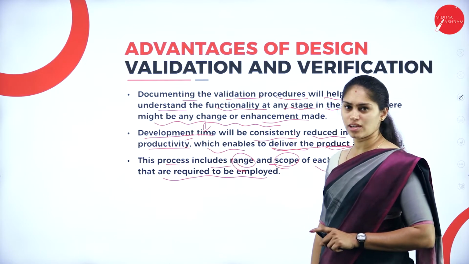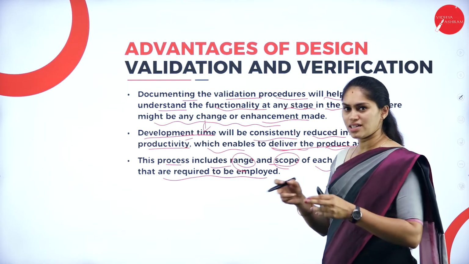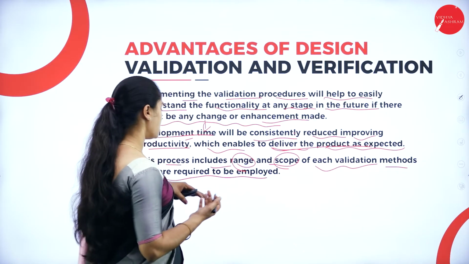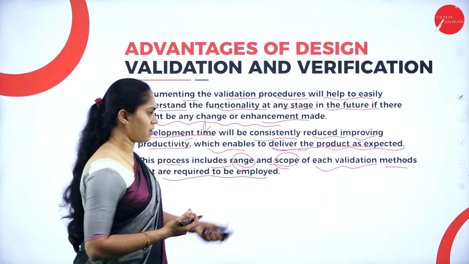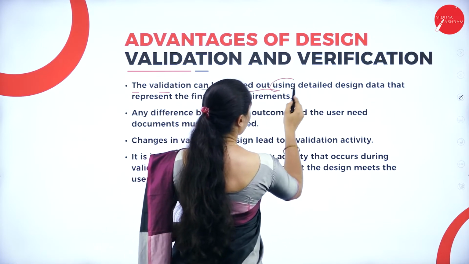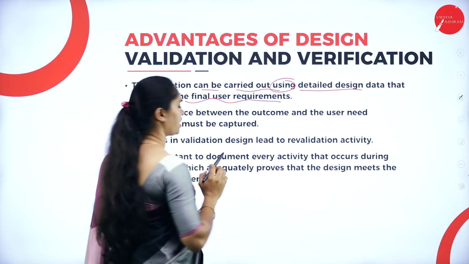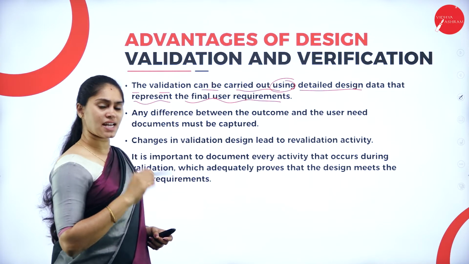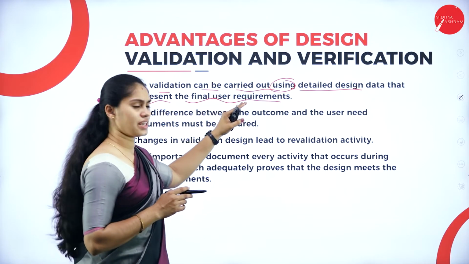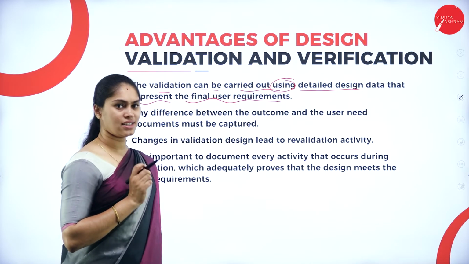And also this process includes the range and scope of each validation method that is required to be employed. So whatever the methodology, range and scope, what is its boundary? By analyzing that, we will be able to do this validation in a great manner. And also the validation can be carried out using detailed design data that represents the final user requirement. Moreover, we have to satisfy the requirement of a user, so that final user requirement will be satisfied by using detailed design data.